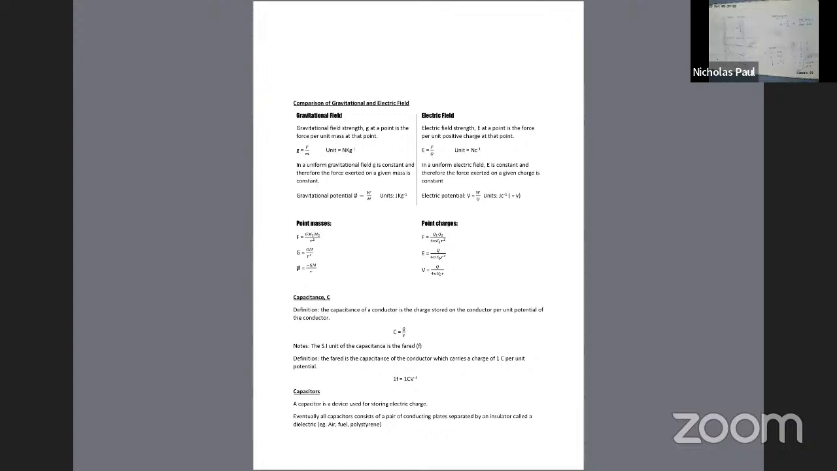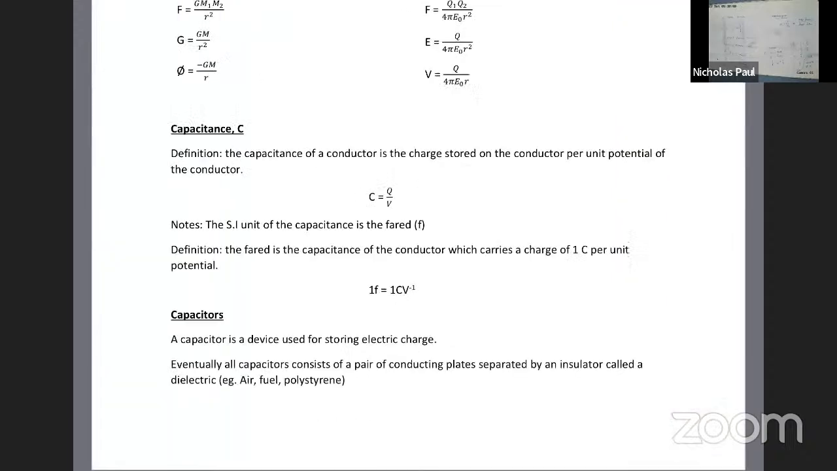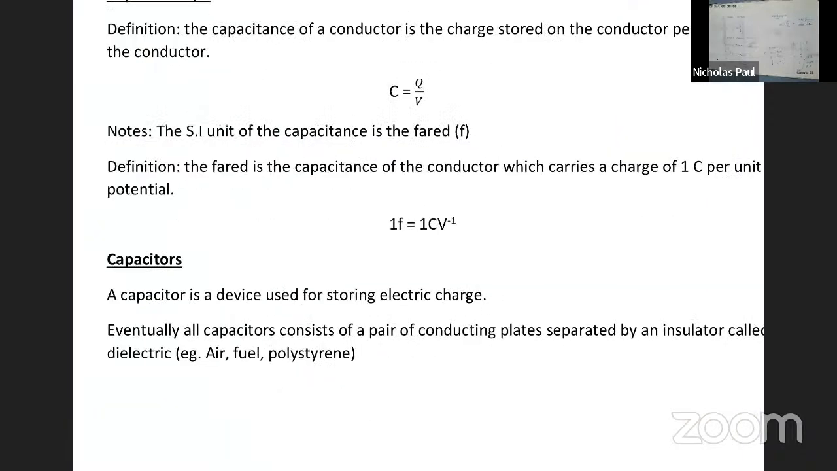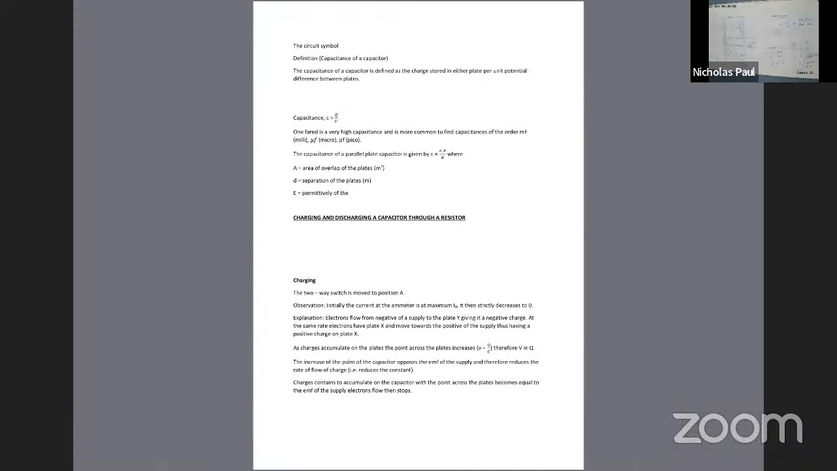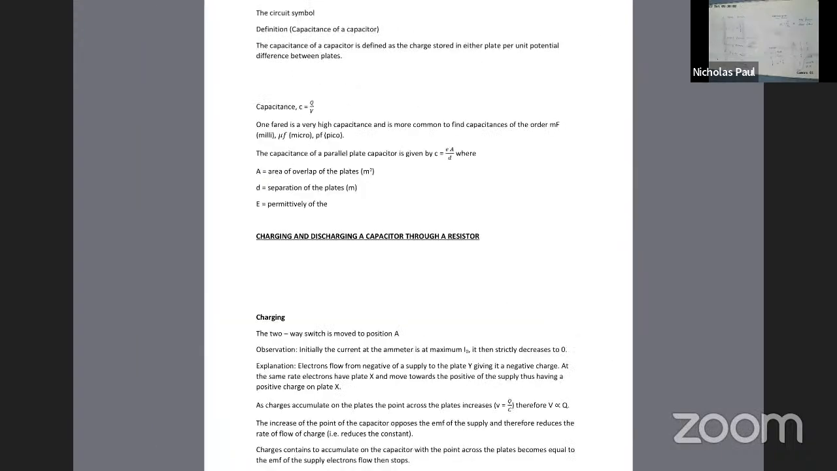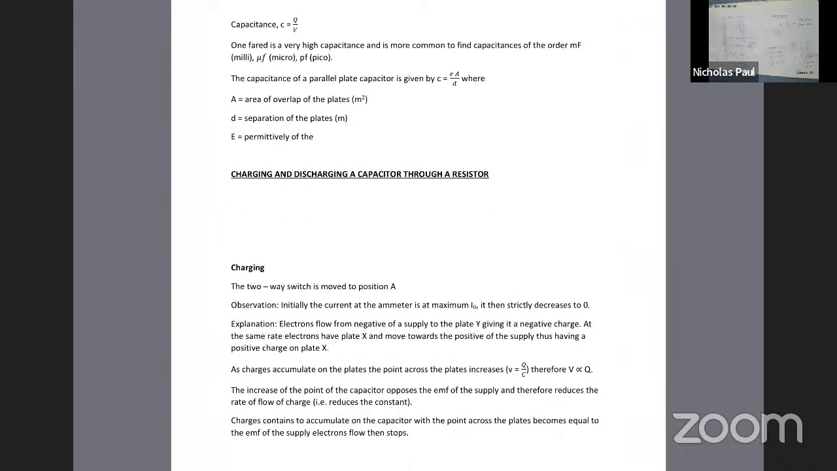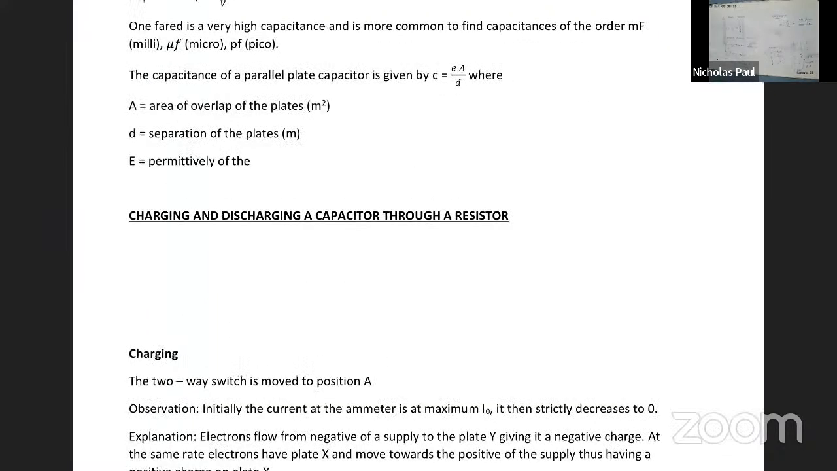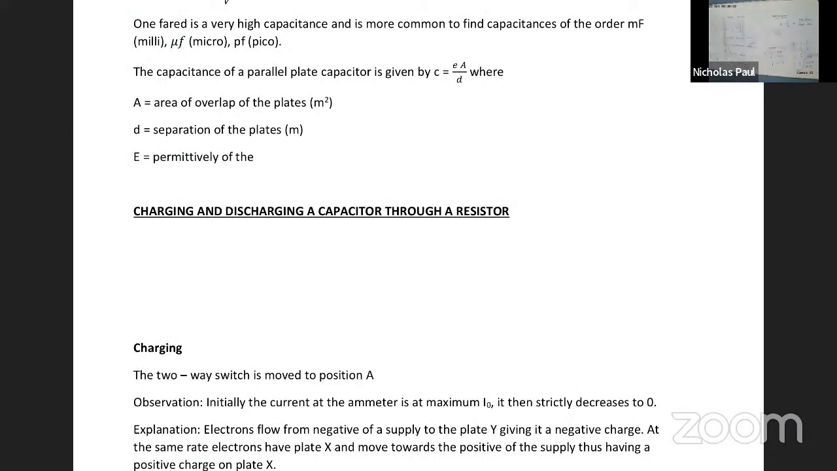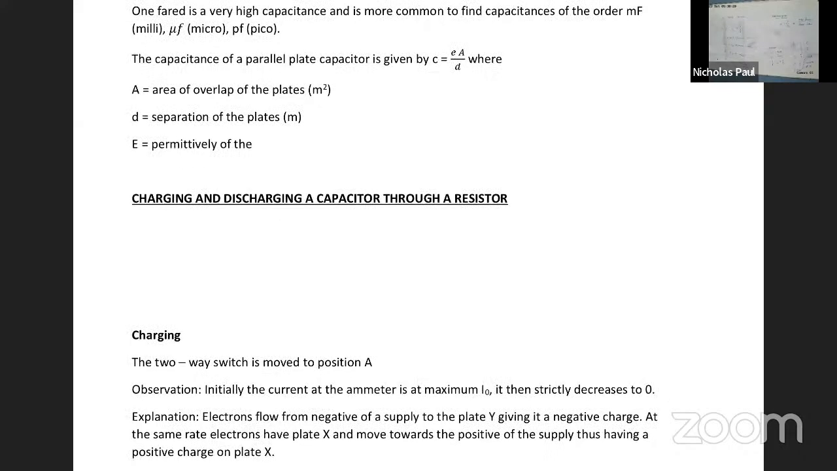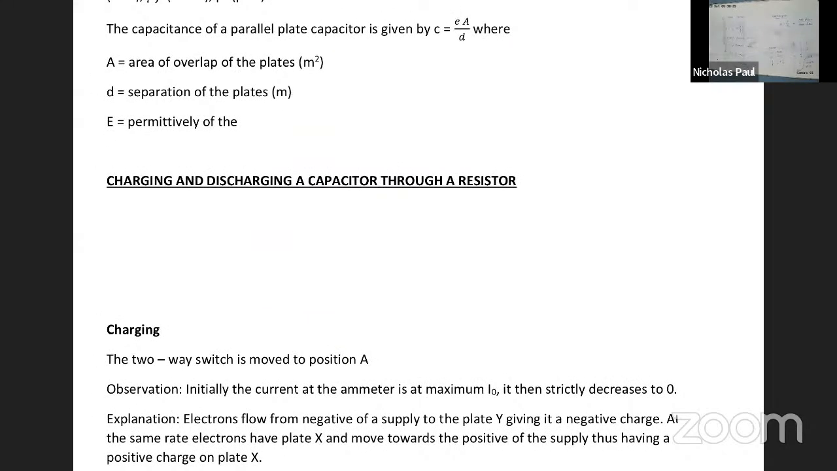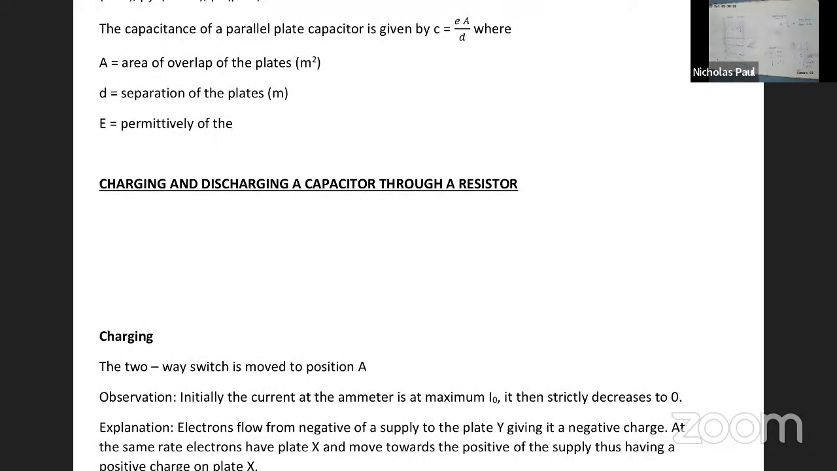Okay, so we have the capacitor. We said that a capacitor is a device used to store electric charge. Gave you the symbol. Capacitance of a capacitor is defined as the charge stored in either plate per unit potential. Capacitance, I gave you the formula. I told you 1 farad is quite a large value, right? So generally, as I showed you in the example, your capacitors will generally be in the microfarad region, or even, like in our calculation, a pico, right? The capacitance of a parallel plate capacitor is given by this little formula here.